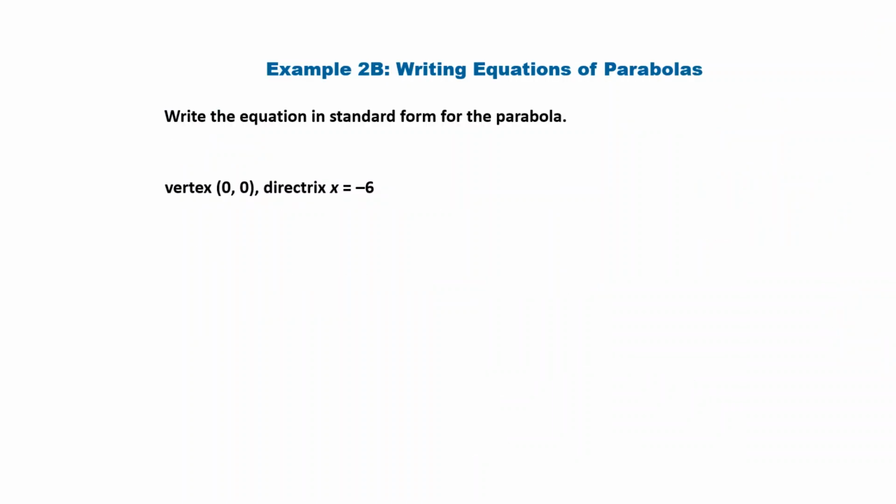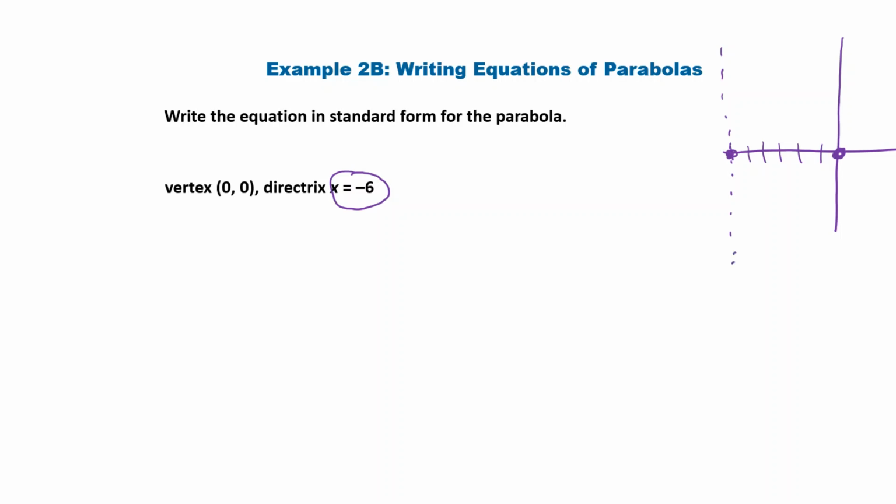All right, let's try another one. This time we're going to write the equation in standard form with a vertex at (0, 0) and a directrix at x equals -6. So we're just going to have to use a little bit of reason on this. Let's see the things that we have. We know that our vertex is (0, 0), and our directrix is at x equals -6. So we have to think about what that looks like. 1, 2, 3, 4, 5, 6. My directrix is right here. So that is this line right here.